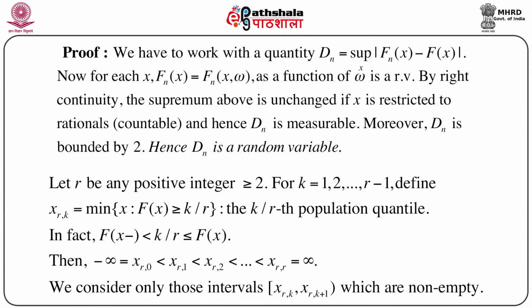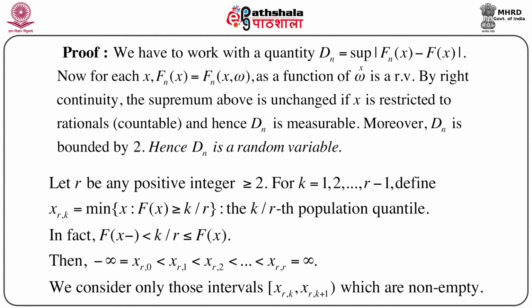Now let us consider r to be a positive integer greater than or equal to 2, and for k equals 1, 2, up to r minus 1, let us define partition points x_rk, which is the minimum of x such that F(x) is greater than or equal to k by r. That means this x_rk is nothing but the k by r-th population quantile, because this is defined in terms of capital F(x), the population distribution function of the random variable X. So x_rk denotes the k by r-th population quantile. In fact, by the property of distribution functions, we immediately have F(x_rk minus) less than or equal to k by r, which is less than or equal to F(x_rk).